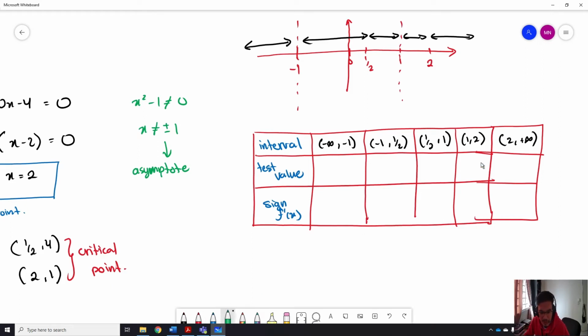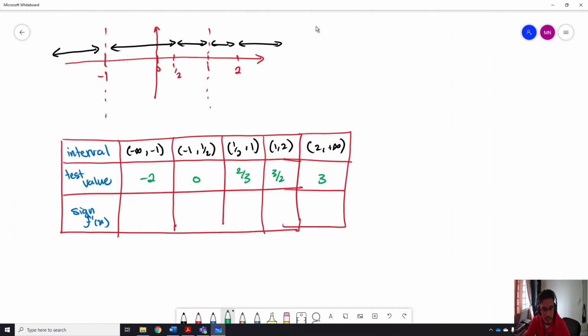Then we can choose any number within each interval as the test value, which is -2, 0, 2/3, 3/2, and 3. Then we substitute these test values into our first order derivative, dy/dx. So we find f'(-2), f'(0), f'(2/3), f'(3/2), and f'(3).